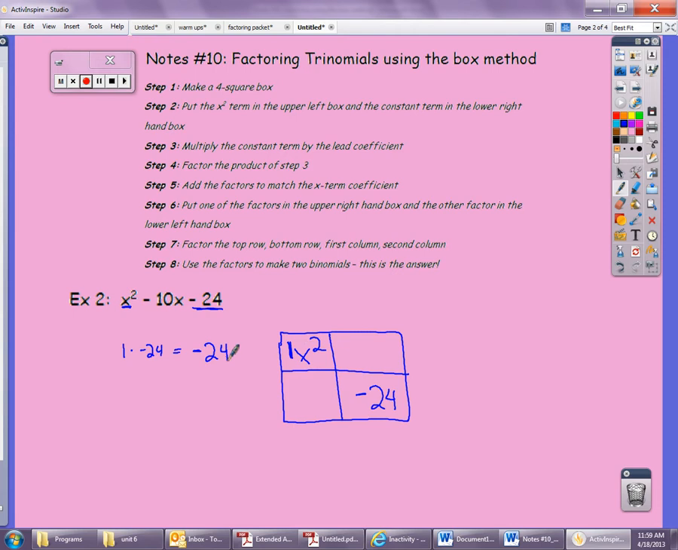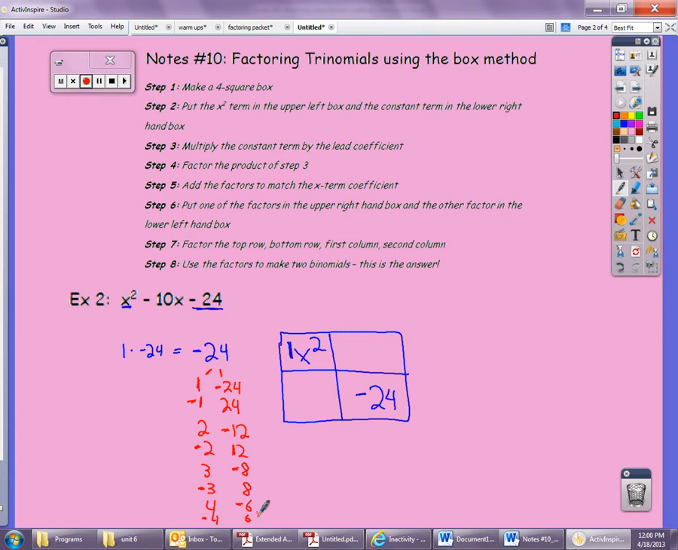So the next thing we want to do is we want to start to factor this. Well, I'm going to write my factors down. I have 1 and negative 24, negative 1 and positive 24. I have 2, negative 12, negative 2, positive 12. 3 and negative 8, negative 3, positive 8. 4 and negative 6, negative 4 and positive 6. So now I have all of the factors down.